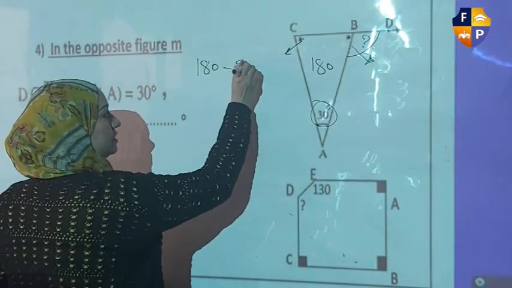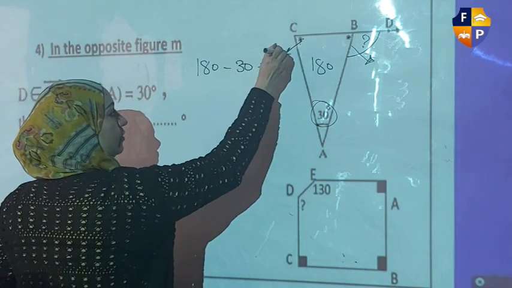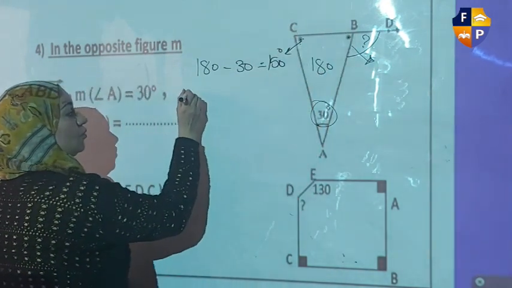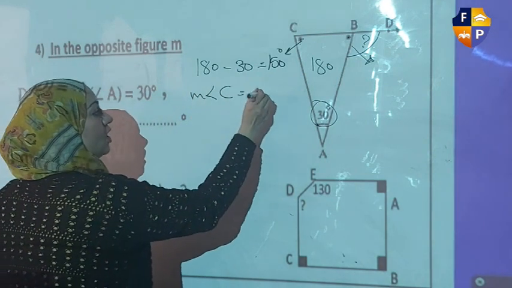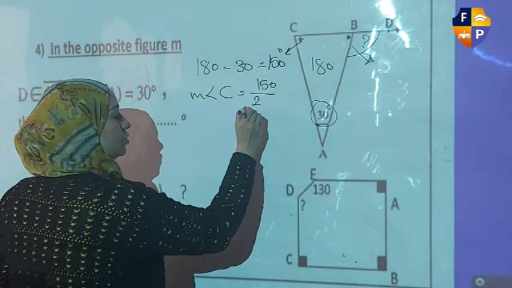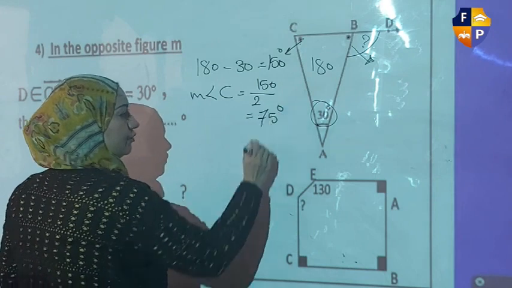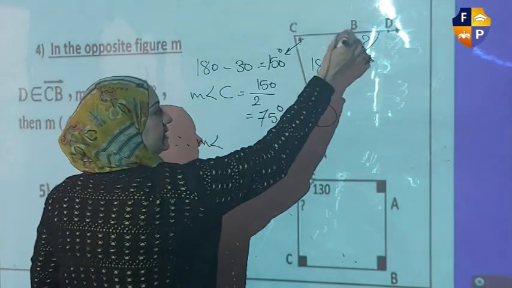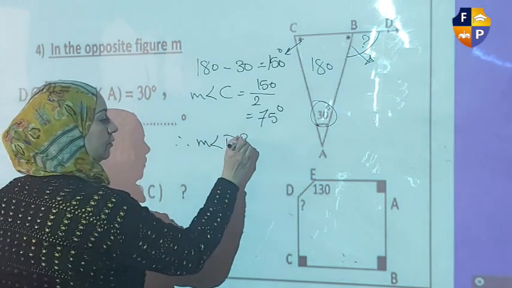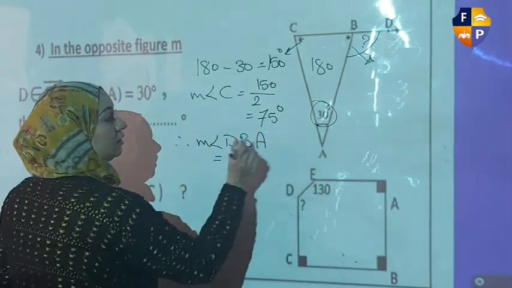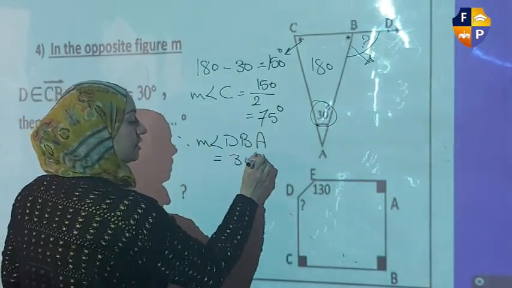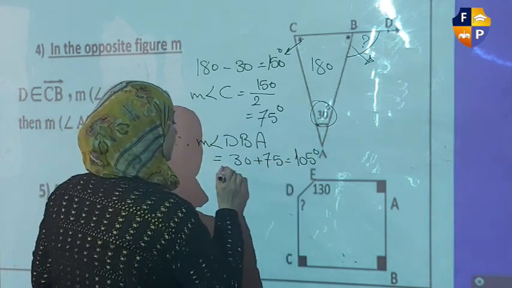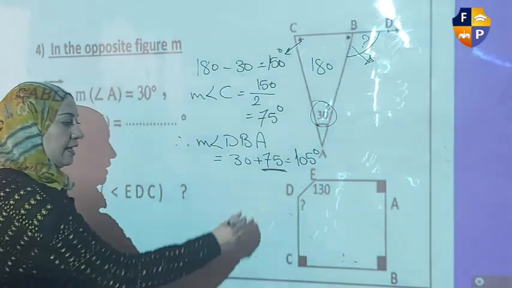To get this angle, 180, because the sum of interior angles of a triangle, 180 minus 30 equals 150. 150 equals angle B plus angle C. So measure angle C equals 150 over 2 equals 75 degrees. Then measure angle DBA equals 30 plus 75 equals 105 degrees. It is an exterior angle.